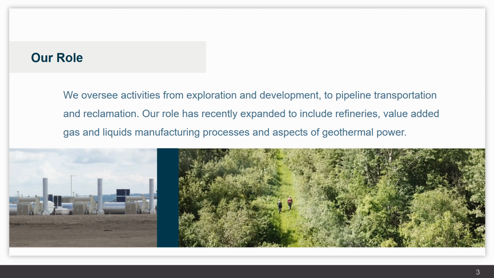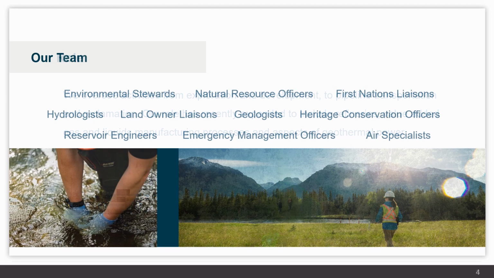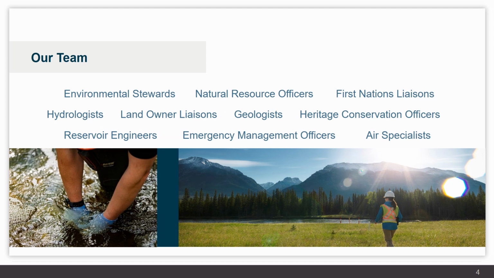The Commission is a single-window regulatory agency with responsibilities for overseeing oil and gas operations, refineries, and geothermal development in British Columbia. Companies looking to explore, develop, produce, and market oil and gas resources in BC must apply to the Commission. Our team is made up of over 275 dedicated professionals, including experts in air, water, land, and subsurface resources. Our team makes decisions on proposed oil and gas and geothermal activities.